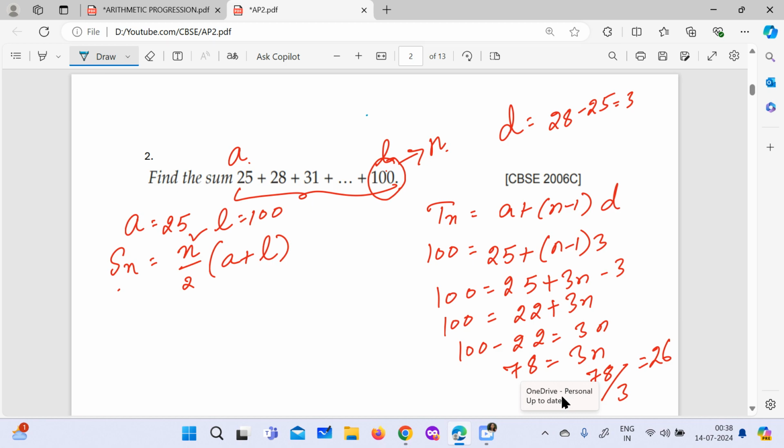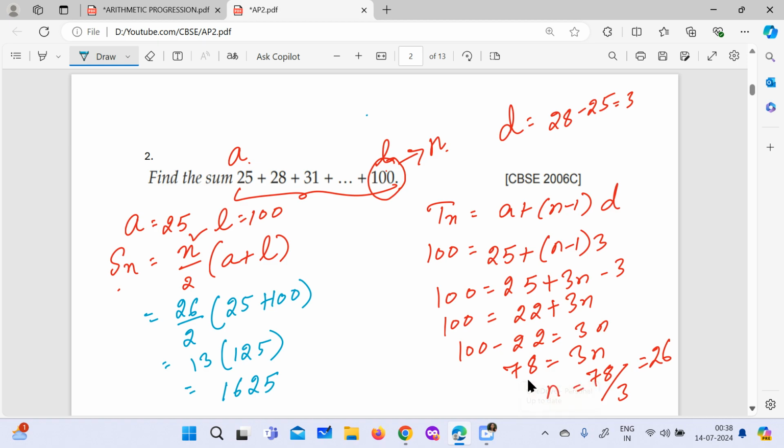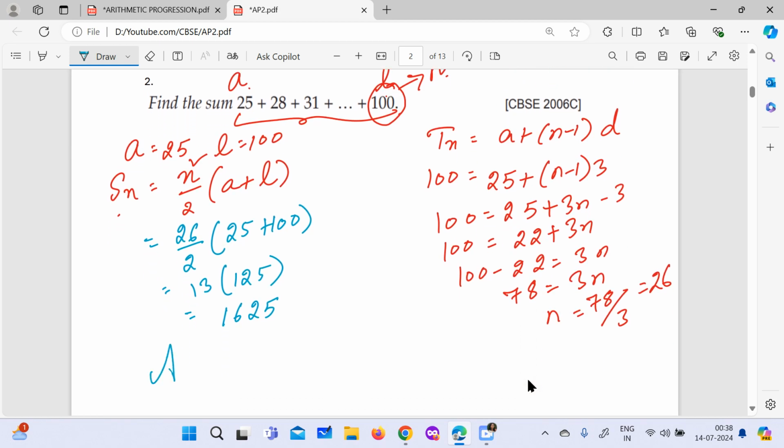We can substitute the value of n here, and the rest of the values are given. So you have now 26 over 2, and a is 25 plus l is 100. So we can write 13 times 125. So just multiply this and you will get 1625. So we can say that your answer, the sum, is 1625. So this was pretty easy.